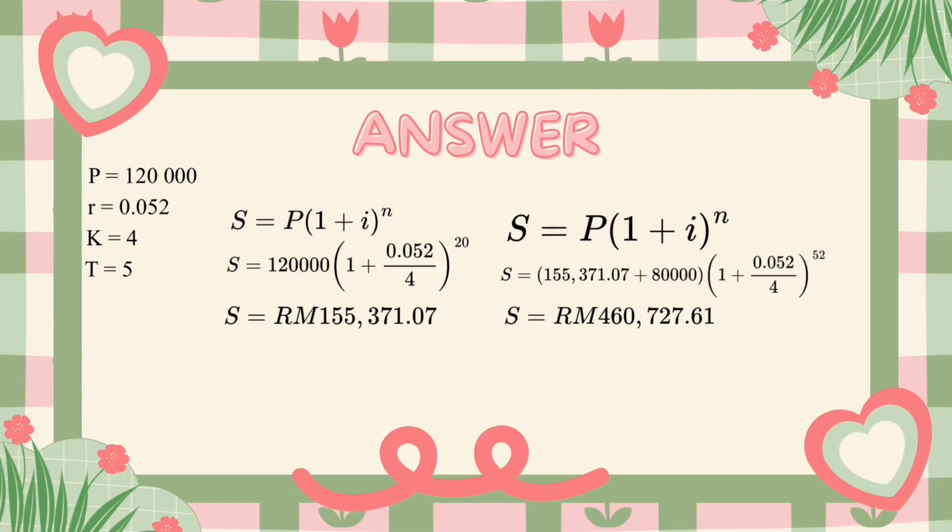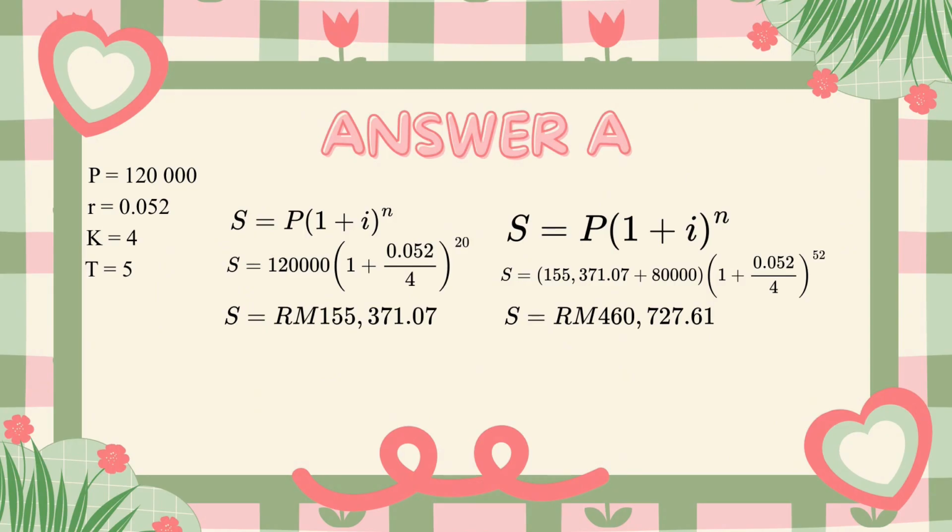Now we put the information that we have into the equation. So S equal to 120,000, 1 plus 0.052 over 4 power of 20. And then when we calculate, we will get 155,371.07. For the second calculation, the S will become our new P.